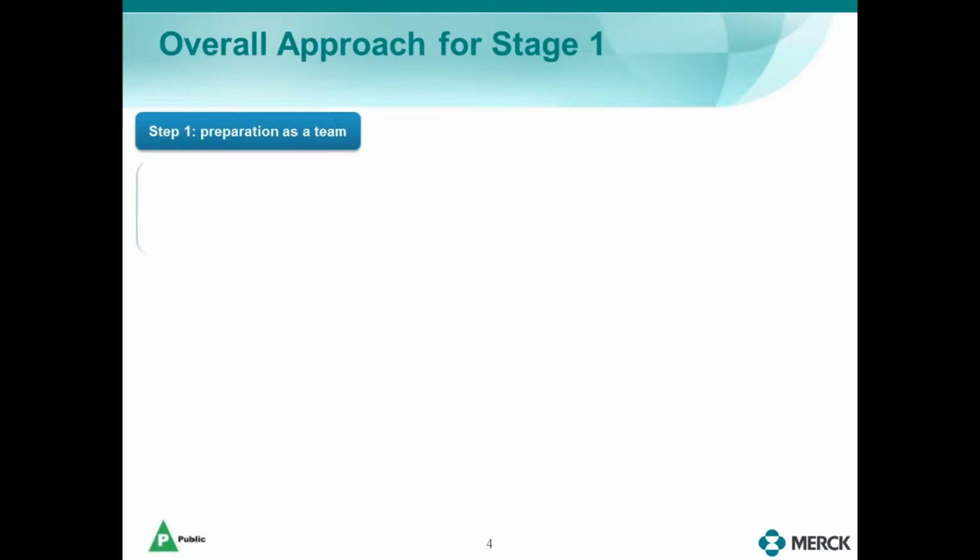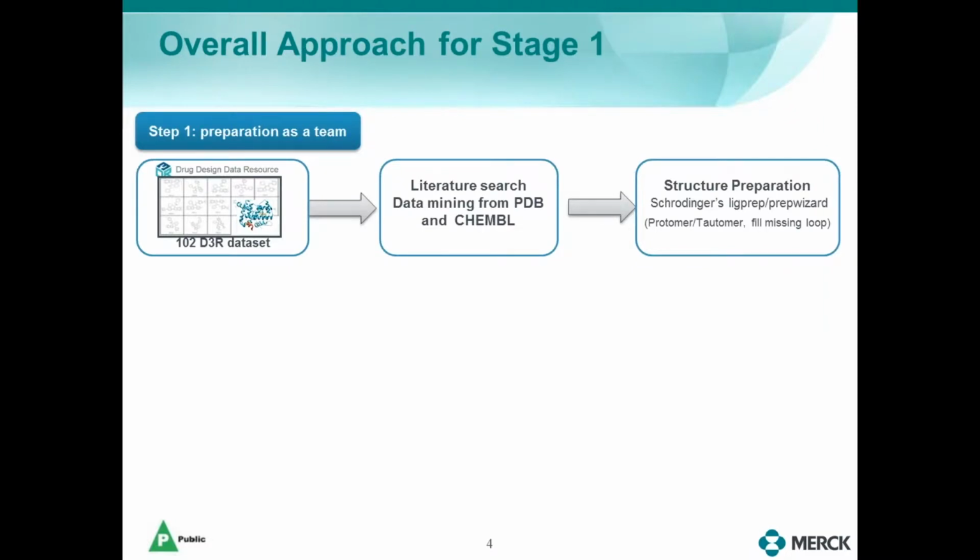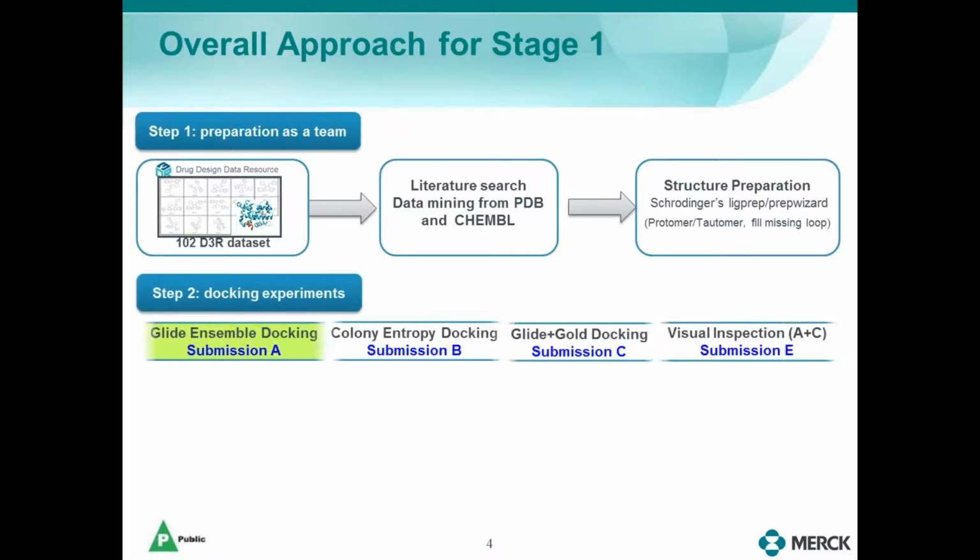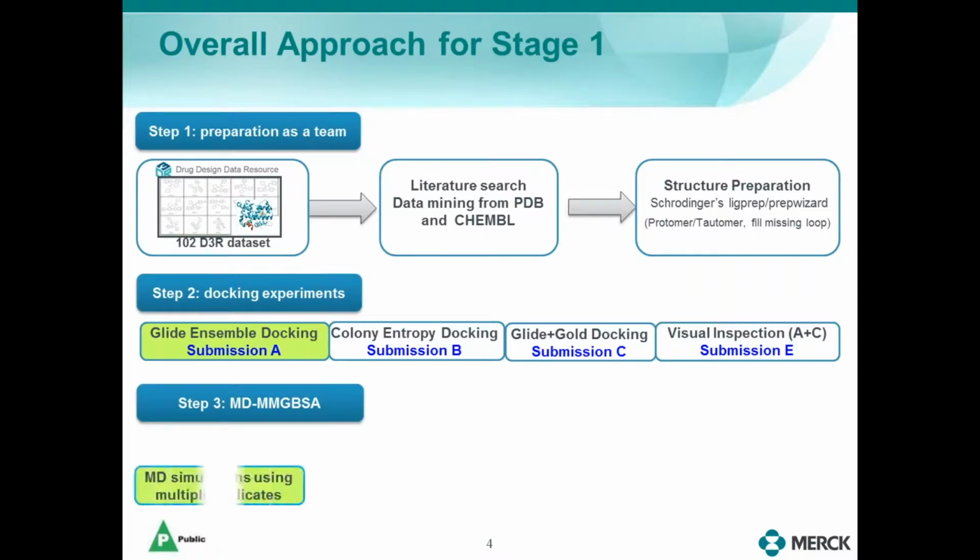For step 1, we took the following approach. We prepared all the structures as a team, where we took the 102 DCR dataset and did literature search and data mining, and then we prepared the structures using Schrodinger's tools. We wanted to start at the same point. At step 2, we did the individual docking experiments, which include Glide ensemble docking, Glide and GOLD docking, and visual inspection. And for each experiment, we made individual submissions.